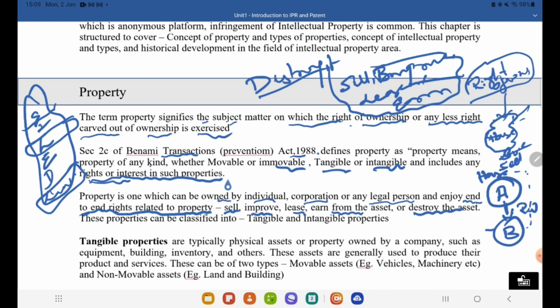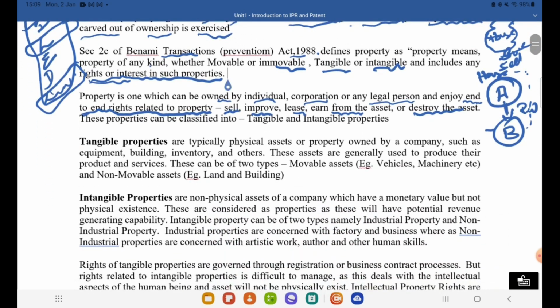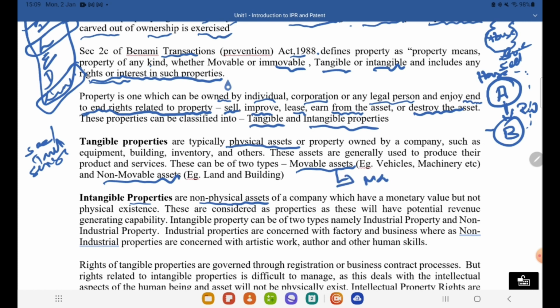These properties are classified into tangible property and intangible property. Tangible properties are typically physical assets, whereas intangible properties are non-physical assets. Tangible properties are those which we can see, touch, or sense. Tangible properties are further broken into two categories: movable assets and non-movable assets. Movable asset means one which can be transferred from one place to another.